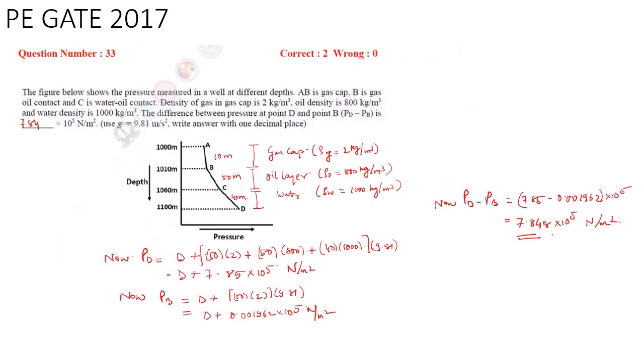This particular question was asked in GATE 2017. Over here, the figure below shows the pressure measured in a well at different depths. AB is the gas cap. This particular position is the gas cap. B is the oil contact and C is the water oil contact. That means layer BC would be oil and layer CD would be water.